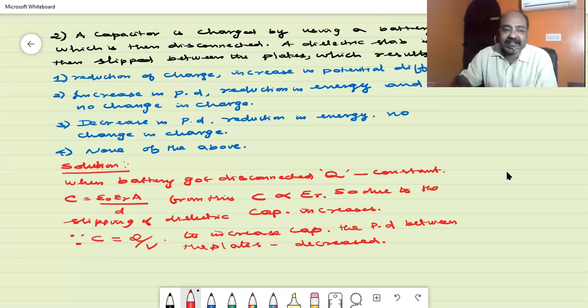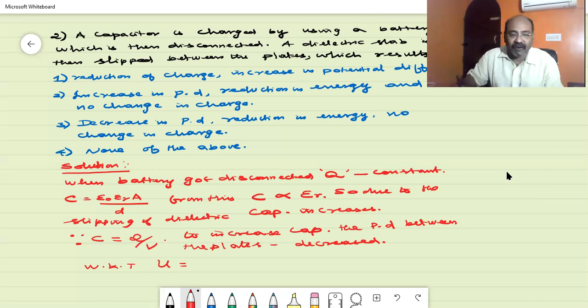What will happen to energy? See, the potential energy we know. We know that the potential energy is given by the formula Q square divided by 2C, 1 divided by 2 into Q square divided by C, or we can say half into C into V square. See, using this formula, when you are considering potential energy is Q square divided by 2C, what will happen to potential energy? So the potential energy is also said to get what? Energy is also said to get decreased.